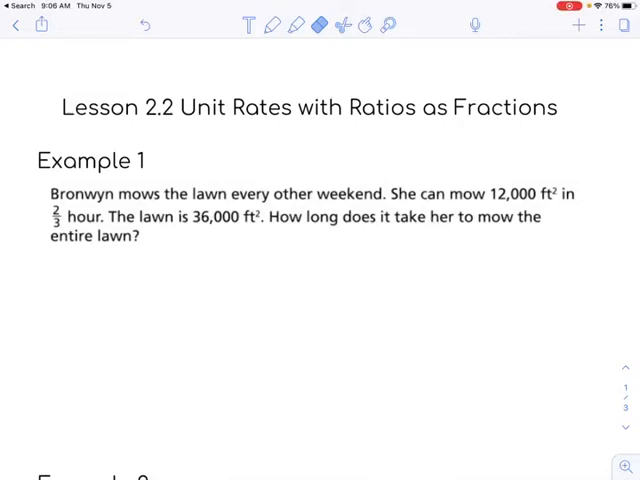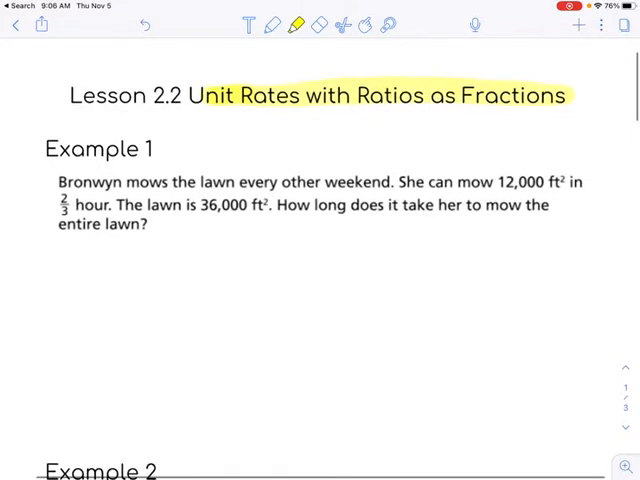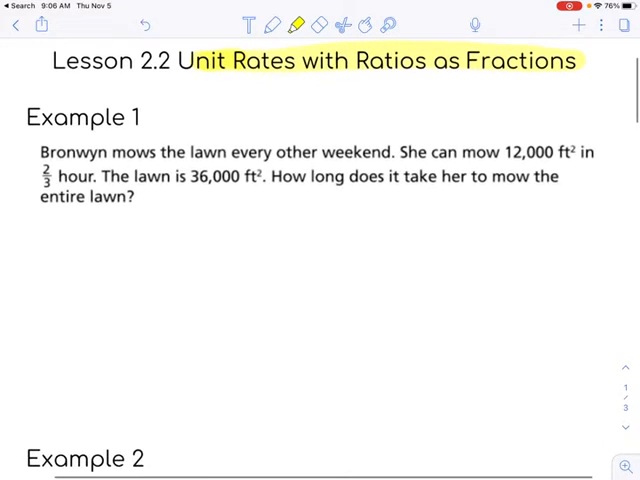All right, you guys, today we're going to be jumping into lesson 2 in our ratios and proportions unit, and we're going to be talking about how we can find unit rates with ratios as fractions. So before we found unit rates, and now we're going to do them with fractions in our ratios. So let's jump into example 1.